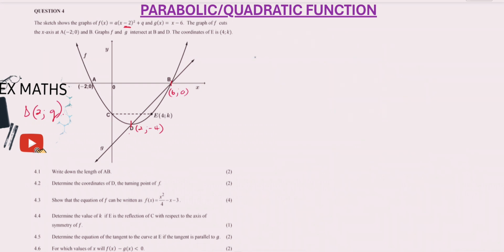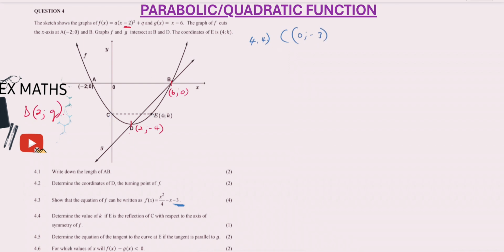Next question, 4.4. Determine the value of k if E is the reflection of C with respect to the axis of symmetry of f. Before we find the value of k, we need to find the coordinate of C. Coordinate of C is the y-intercept of the graph of f. So we found that our f, this constant value of f, gives us the y-intercept, which is minus 3. So coordinates of C are 0 and minus 3.